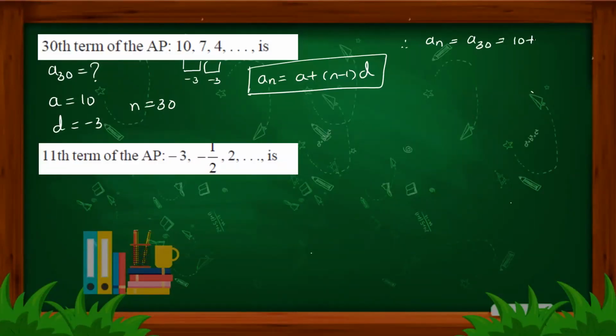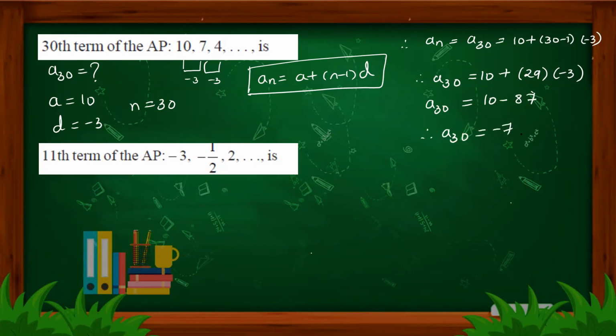what is A? 10, plus n minus 1, so that is 30 minus 1. What is D? D is minus 3. So therefore, the 30th term is going to be 10 plus 29 into minus 3. What is 29 times 3? 3 times 30 is 90, minus 3, 87. But multiplied by minus 3, that means this is going to be 10 minus 87. So therefore, the 30th term of this AP is going to be minus 77. Understood?